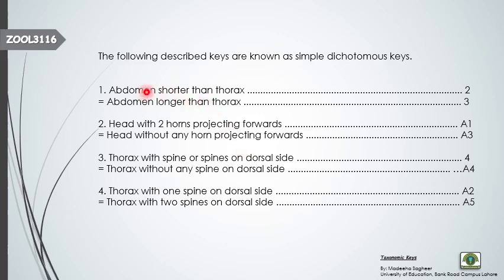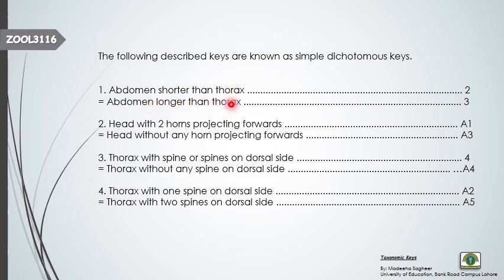Look. 1. Abdomen shorter than thorax, abdomen longer than thorax. These two combined, this one is what? This one is the couplet number. Alright. And these two statements are what? Lead. This is the first lead, abdomen shorter than thorax. This is one lead. And this is the second lead, abdomen longer than the thorax.